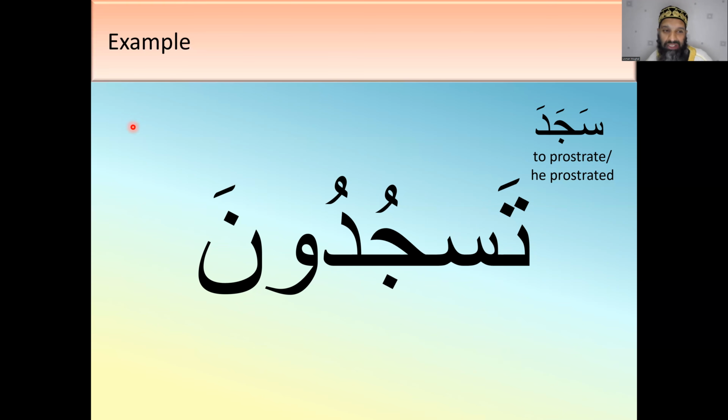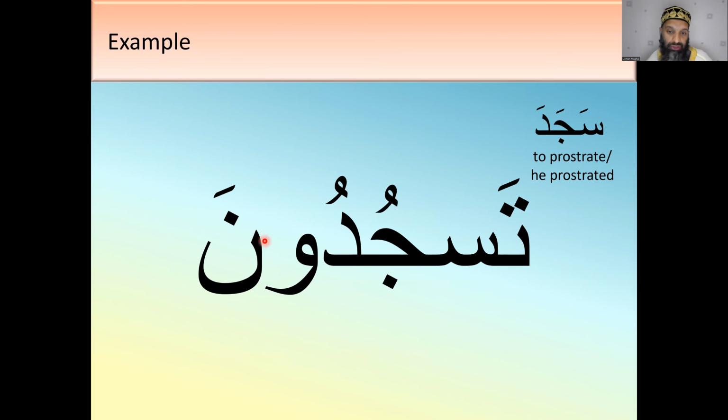What shows us that this verb is not past tense? This word here, the ta at the front. An extra letter that attaches in front of the root word, a prefix, shows you it's present tense. If it said sajadtu or had something else at the end, then we would know it's past tense.